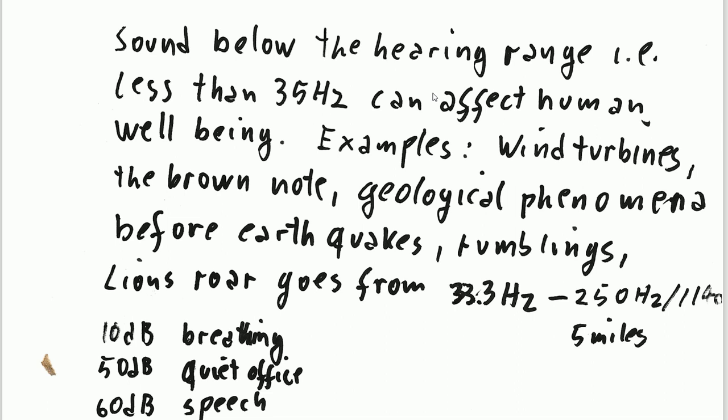So we've got rumblings as well, so they are sort of barely perceived, and they can be quite annoying. An interesting thing as well is a lion's roar, which can be heard up to 5 miles away. I was looking it up, and it is meant to have about 114 decibels, and it goes from 33 or 250 to 250 hertz. So that's a really low frequency, and again, it can travel for long distances.